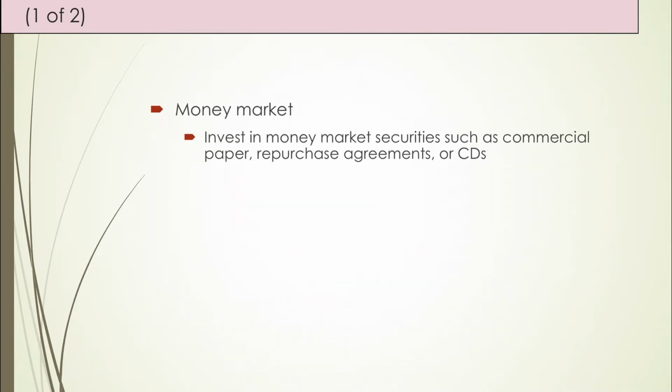So with these mutual funds, each fund has a specified investment policy. So this policy is then described in the fund's prospectus. And what we're going to do on the next two slides is discuss some of these commonly classified groups or policies that these mutual funds actually embark on. So the first would be a money market fund. With money market funds, they invest in money market securities such as commercial paper, repurchase agreements, or CDs.